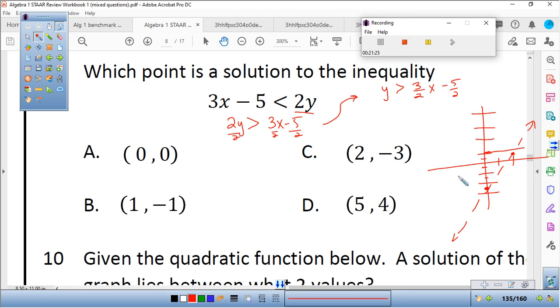Okay, my boundary is like this. So there's a shade above. I'm going to shade on this side. Saying which of these is a solution. That's going to be 0, 0. Check. I like that one. 1, negative 1. So this is below, out. 2, negative 3. So right here, out. 5, up 4. I want to say it's 1, 2, 3, 4, 5, and 1, 2, 3, 4. Probably just below it.